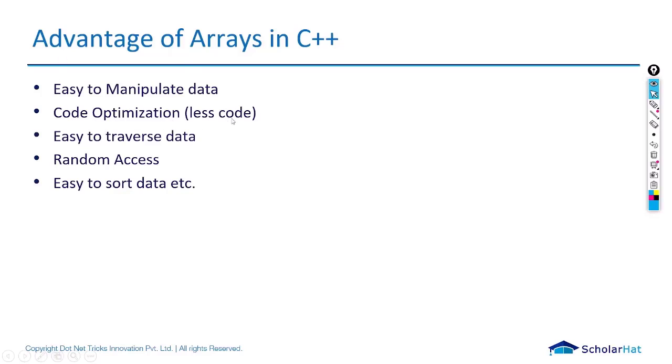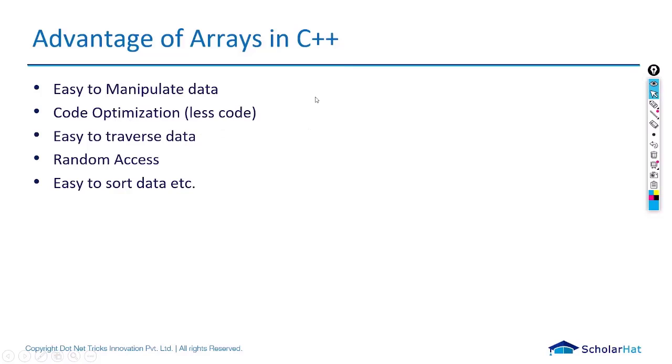Without using an array, you can do the task, but you have to take a numerous amount of variables, so that's an issue. So the array was defined that way. Code optimization is there. That is, less code we have to write.